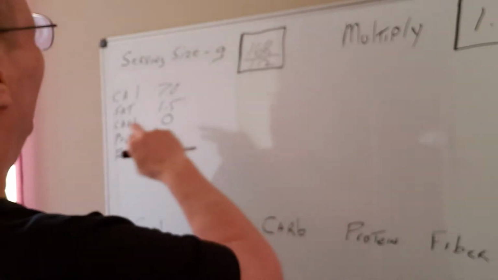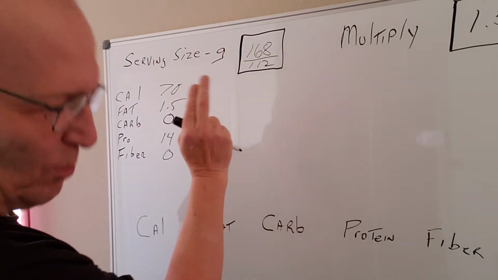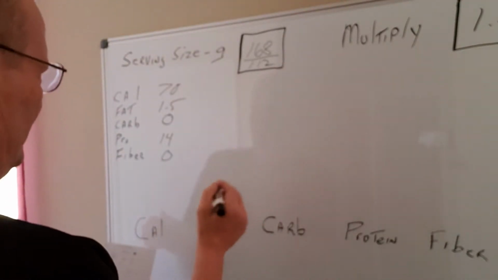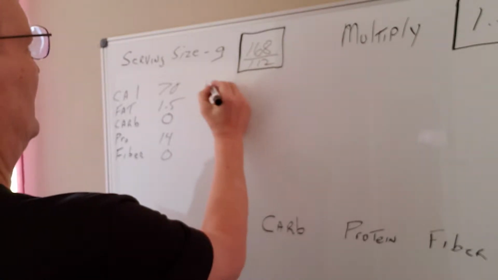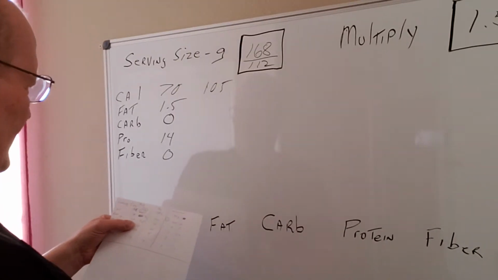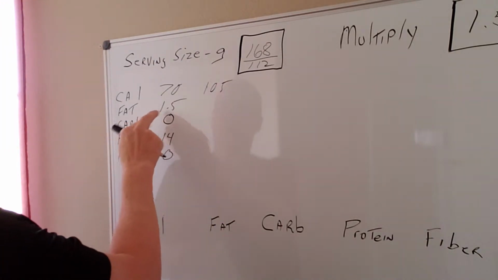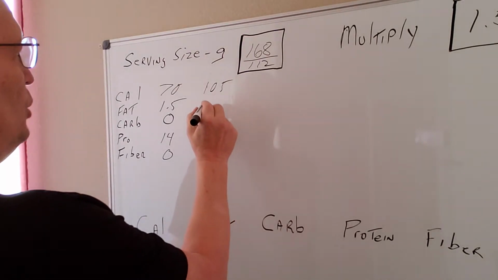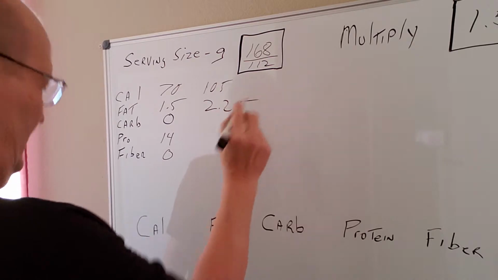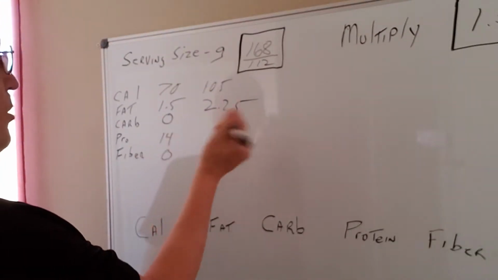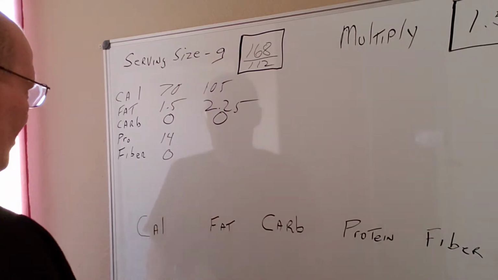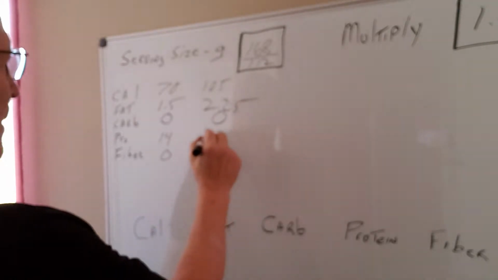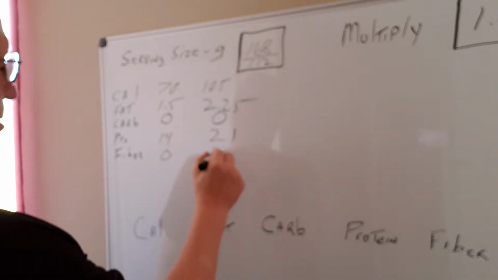So if you take 70 times 1.5, your calories are going to be 105. Then the fat grams: a serving is 1.5, and you multiply that by 1.5. Your answer is 2.25. Your carbs are 0, so 1.5 times 0 is 0. Your protein is 14 times 1.5, which is 21. And then your fiber is 0.